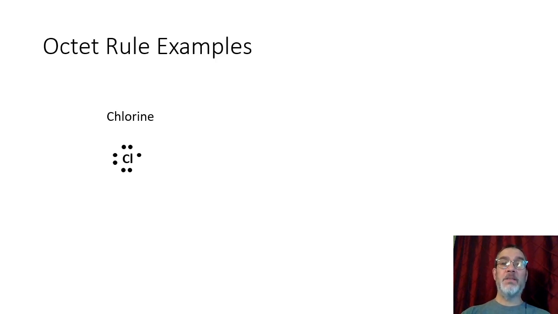So let's take a look at some examples of how elements will obtain the octet using the octet rule. Chlorine is in group 17, therefore it has 7 valence electrons, which I've drawn. What chlorine really wants is 8 valence electrons. It wants to fill that octet. So if chlorine were to add 1 electron from somewhere, we'll worry about where later, it would have its octet full, but then it would have a charge of -1.